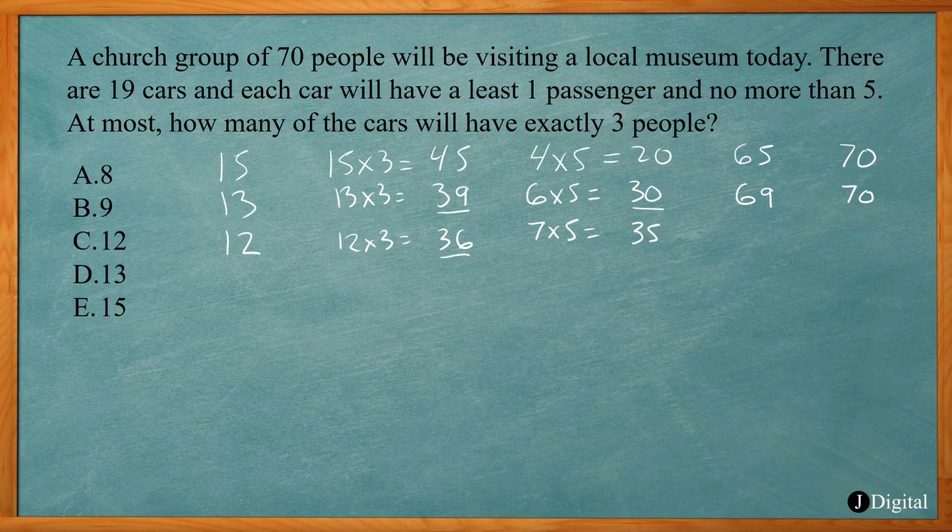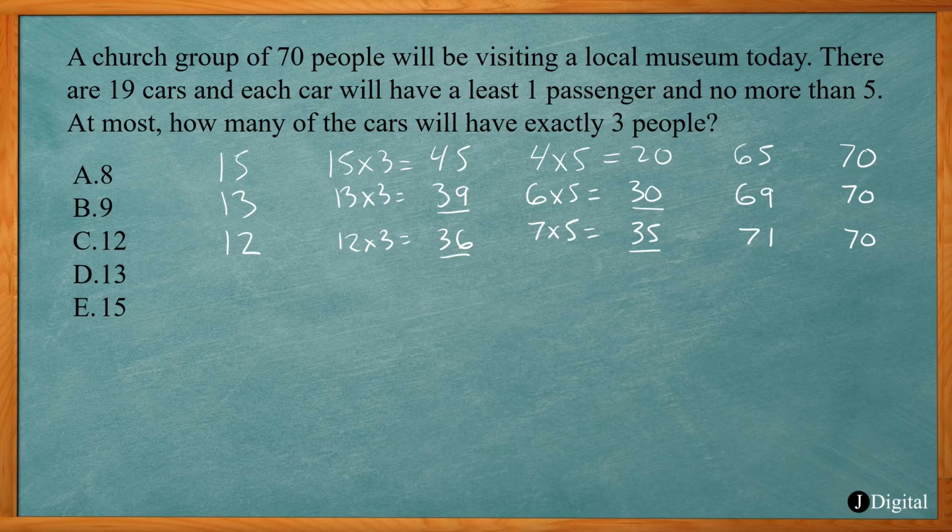We got our 36 plus 35. That gives us 71. So that's enough to hold the 70 people. So in this case, 12 cars can hold exactly 3 people, and there's enough room in the rest of the cars to hold the remaining 35 people. Alright, so that's one way to solve this, using the answers and figuring out which one will work out.